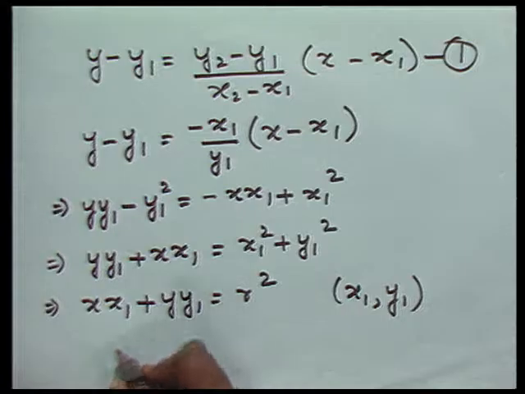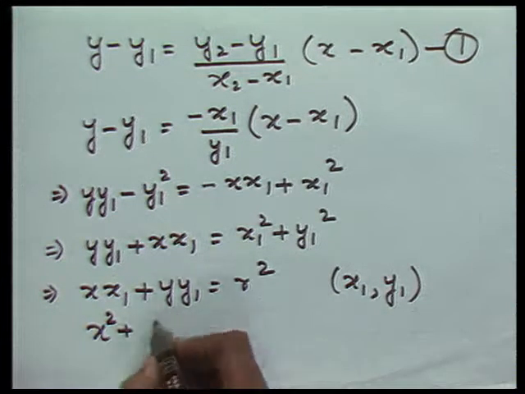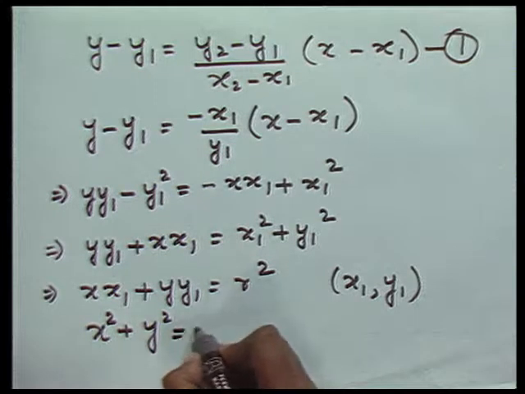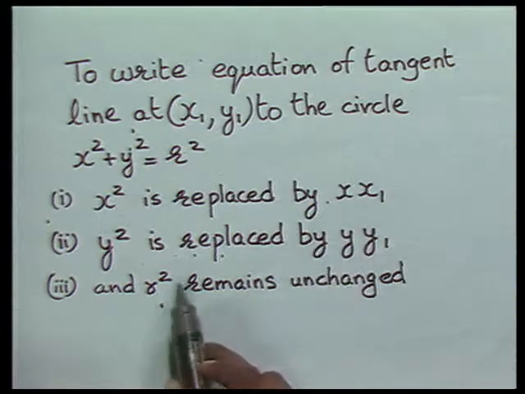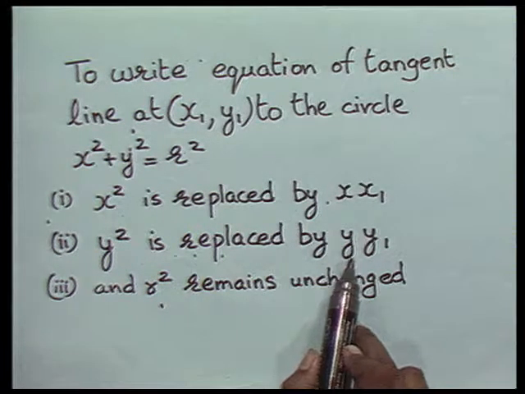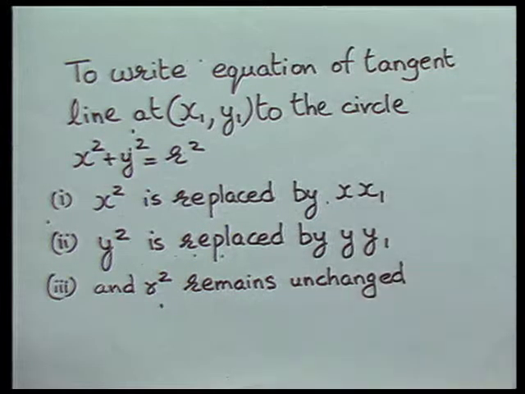Now, observe the change in writing the equation of a tangent at point x1, y1 from the equation of a circle x square plus y square is equal to r square. The equation of tangent is very similar to the equation of circle. Here x square is replaced by x x1 and y square is replaced by y y1 and r square remains unchanged. That is right. Now, try this problem.